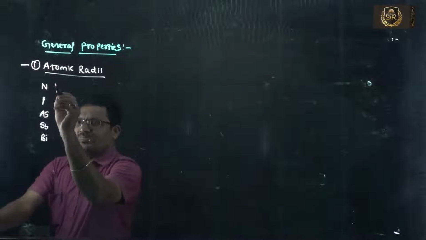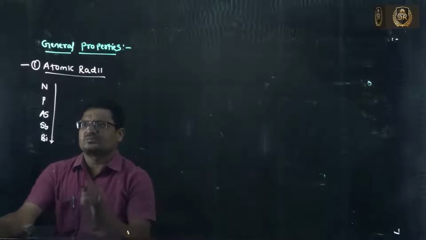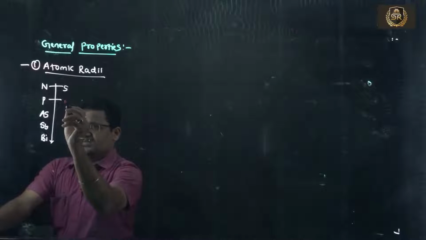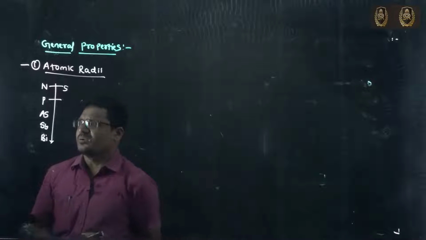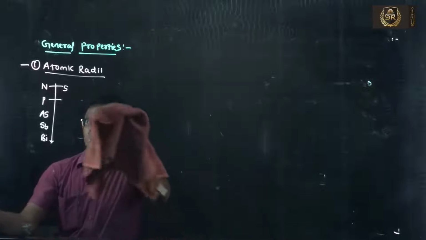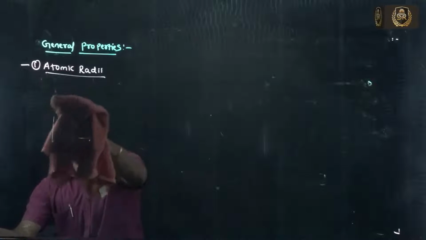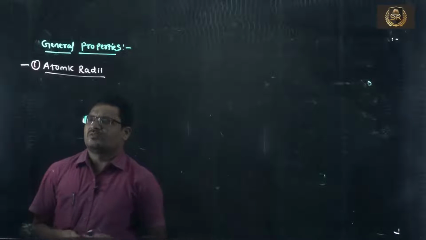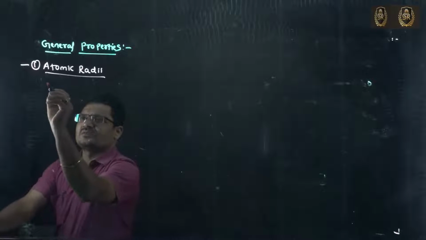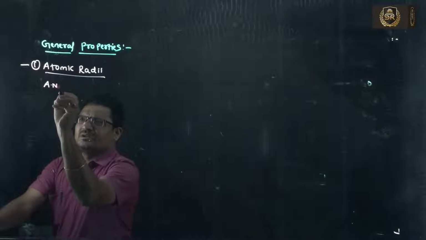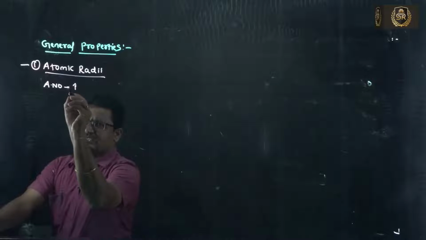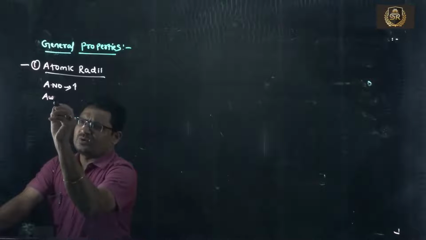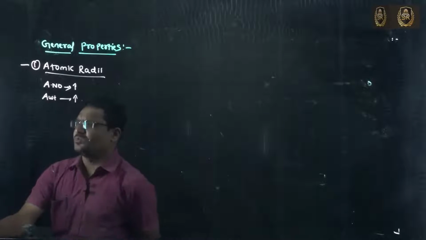From top to bottom, atomic number increases. Nitrogen atomic number is 7, then phosphorus, and so on. From top to bottom, atomic number increases, and atomic weight also increases from top to bottom.